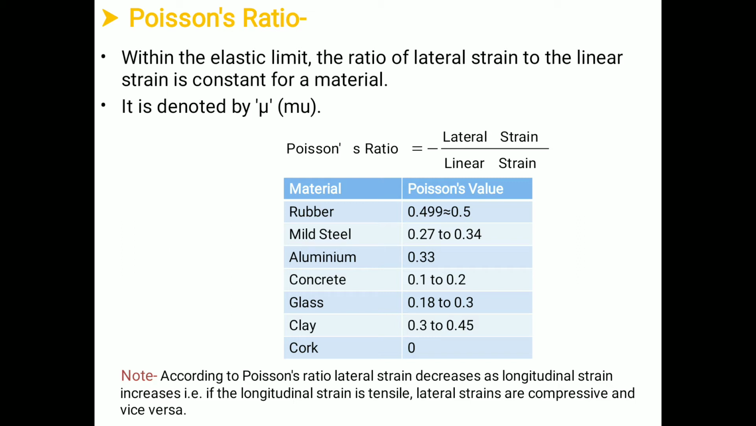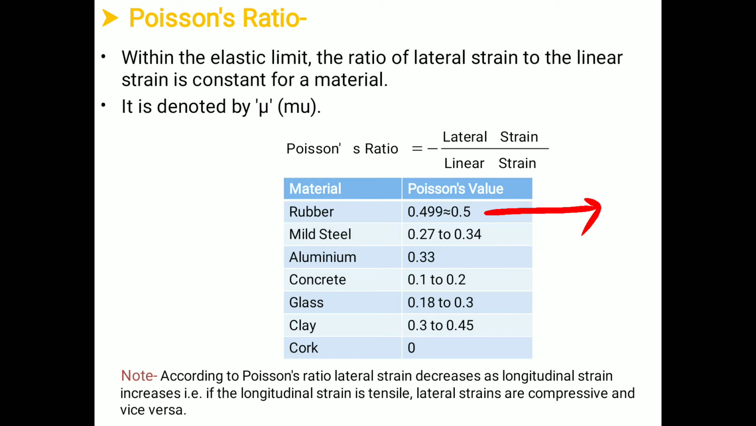Now, this table shows different values of Poisson's ratio for different materials. If I consider rubber, it has Poisson's ratio 0.499, which is approximately equal to 0.5. Remember that the maximum value of Poisson's ratio is 0.5. There is no material with a Poisson's ratio greater than 0.5. Practically it is 0.5. For mild steel, the Poisson's ratio is 0.27 to 0.34.